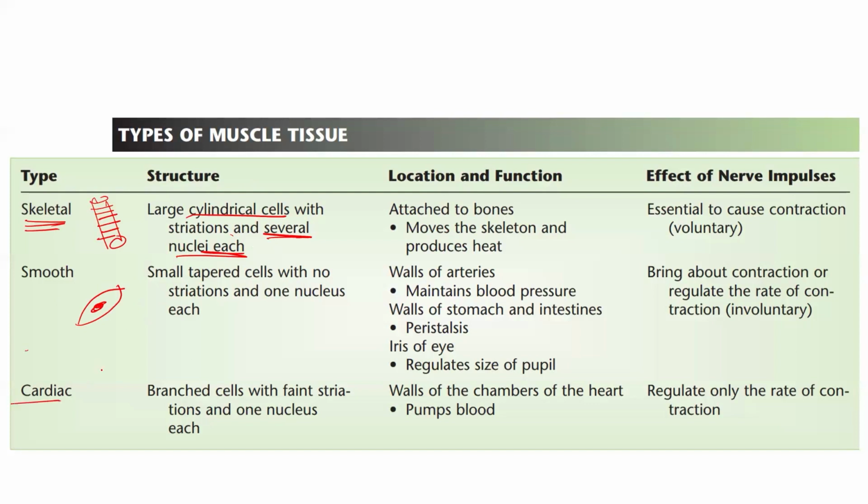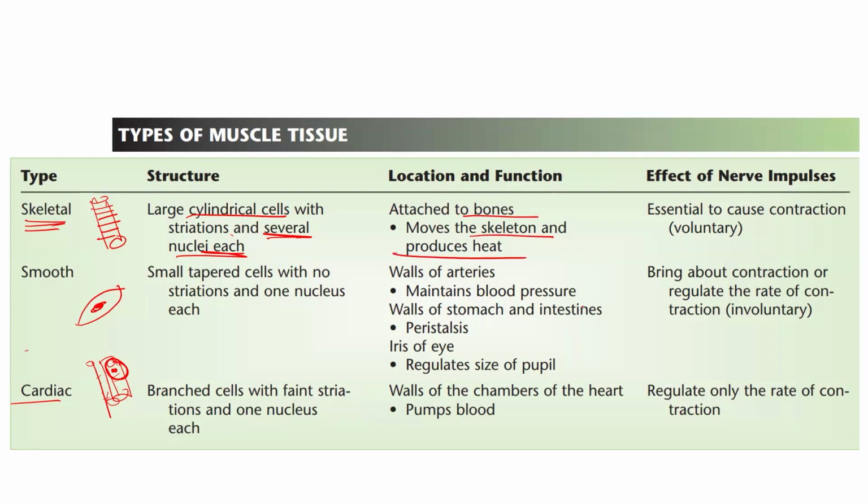And cardiac cells are again branched, but they have very faint striations. The striations are not as predominant as we see in the case of skeletal muscles. One of the very important features that differ in skeletal and cardiac muscle is that the cardiac muscle has only one nucleus in each cell. Now, on the basis of location and function, skeletal muscles are attached to bones. They help in the movement of the skeleton and produce heat.